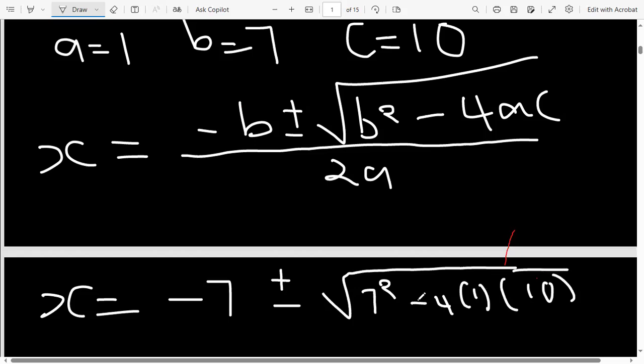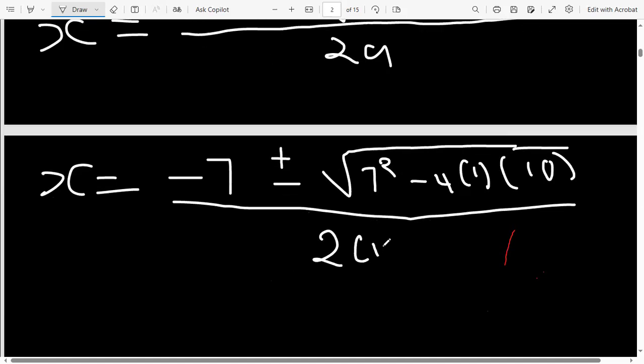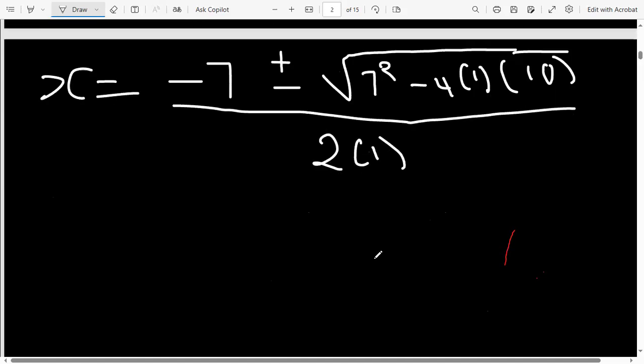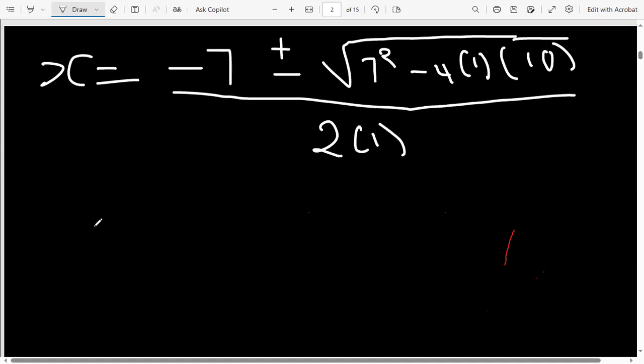Okay, and then all this we are dividing by 2a. A is just 1, so it means this is just 2, 1 like this. So it will just remain what? 2. So we have something like this. Let's simplify it. So we have -7 plus or minus, and then inside here we can do the multiplication.